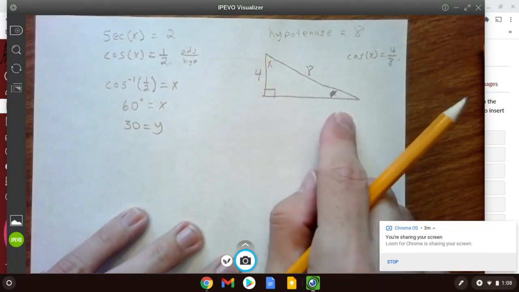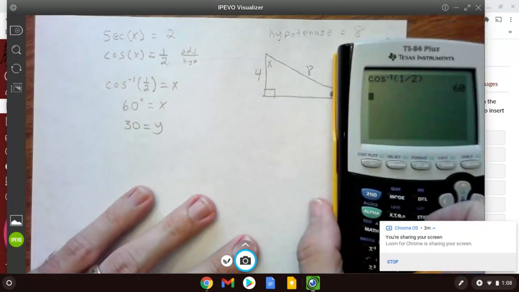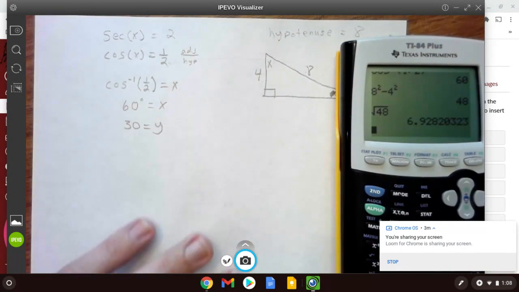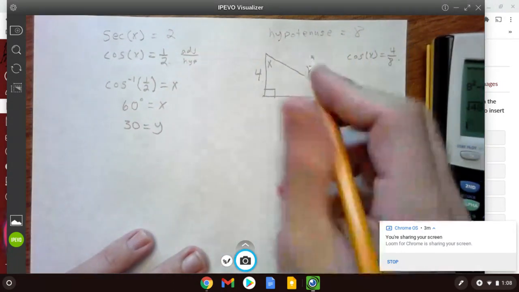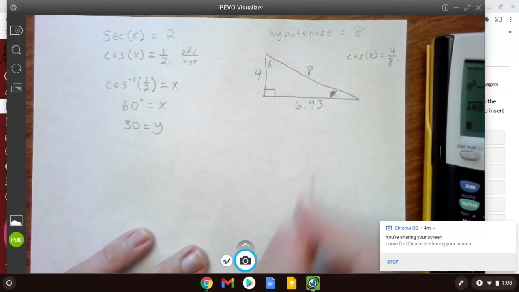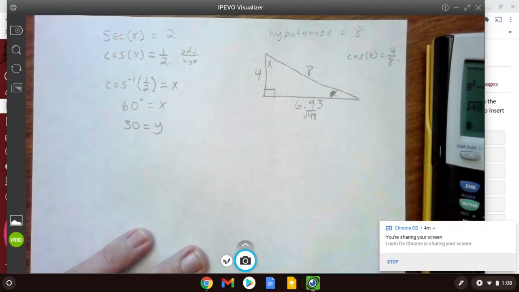And then to solve for this missing side, you could use the Pythagorean theorem. So 8 squared minus 4 squared. So it would be the square root of 48. Square root of 48, 6.93. Yeah, that's the square root of 48. That'll work.